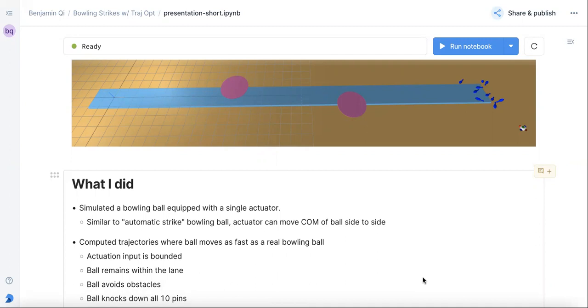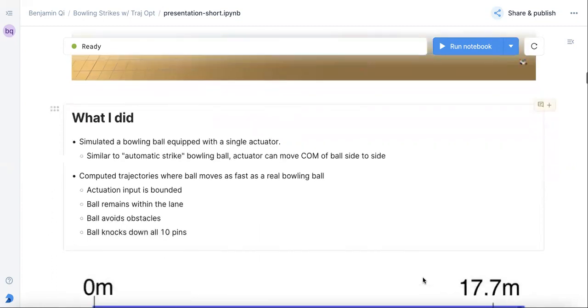I attempted to compute trajectories where the ball moves as fast as a real bowling ball and satisfies the following constraints, including that the actuation input is bounded, the ball avoids obstacles that can be specified by the user. That is the red circles in the diagram above. And most importantly, the ball knocks down all 10 pins.